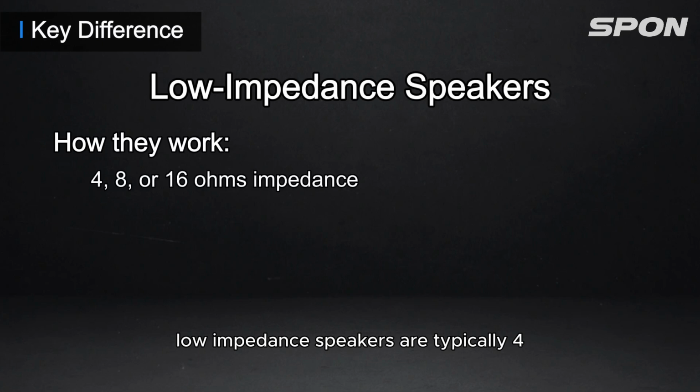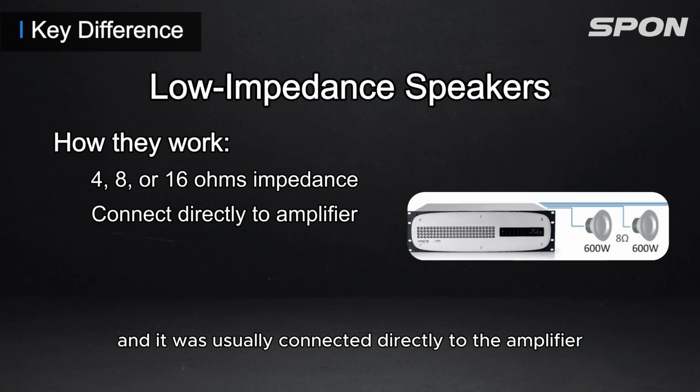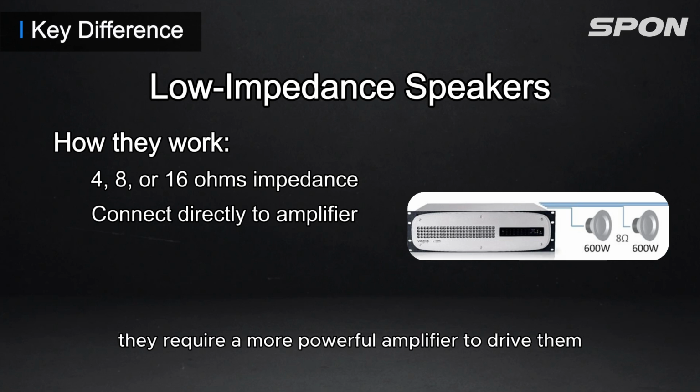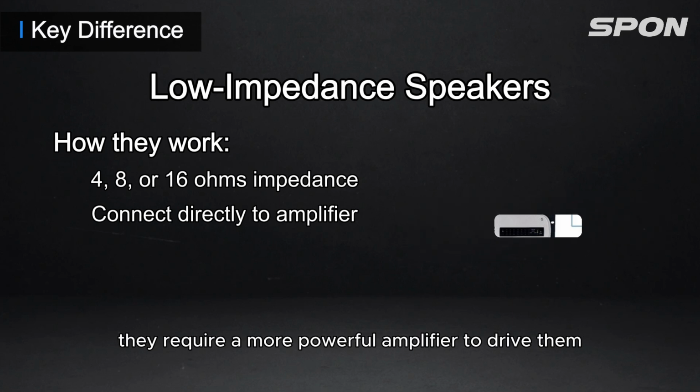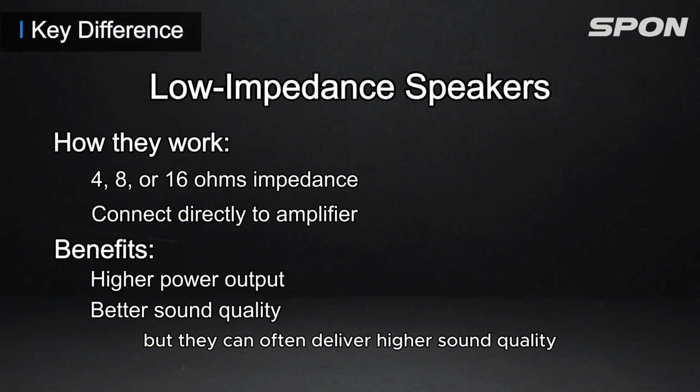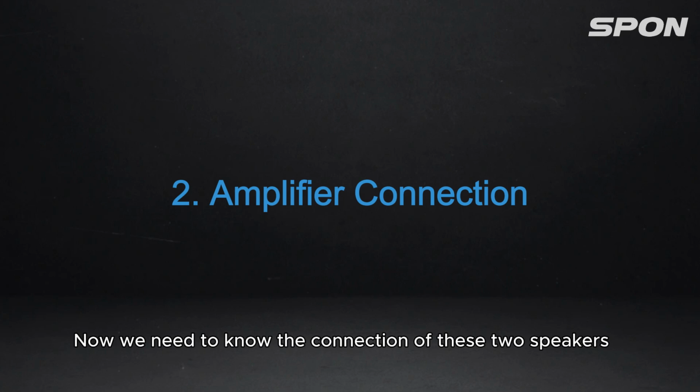Low-impedance speakers are typically 4, 8, or 16 ohms, and are usually connected directly to the amplifier. They require a more powerful amplifier to drive them, but they can often deliver higher sound quality and power output. Now, we need to know the connection of these two speakers.